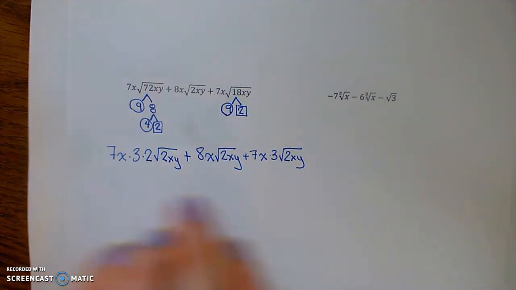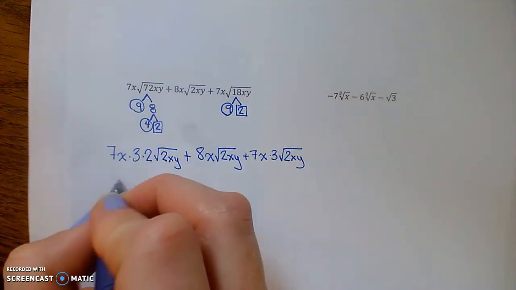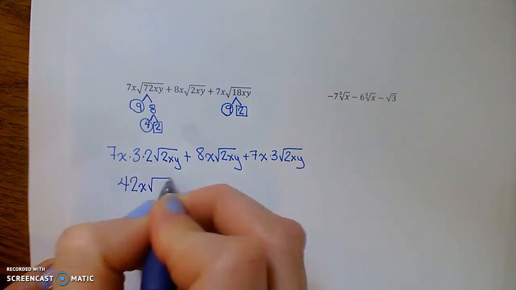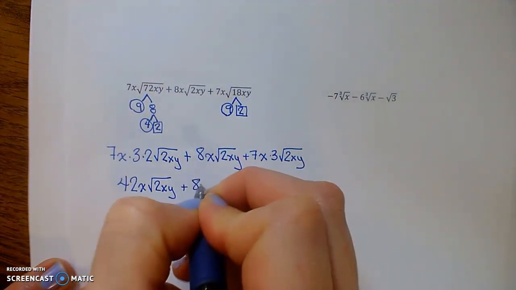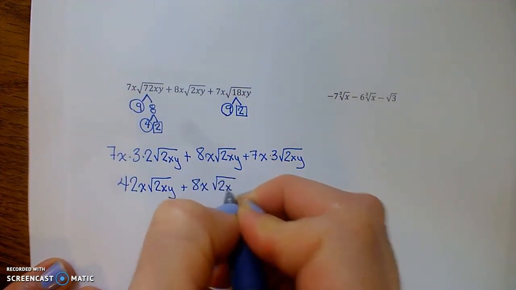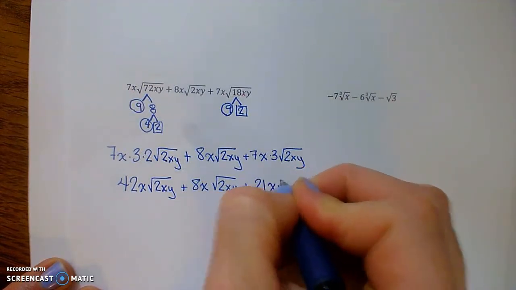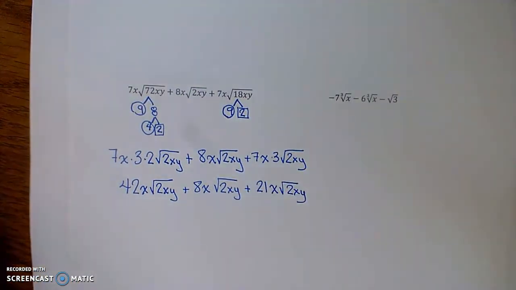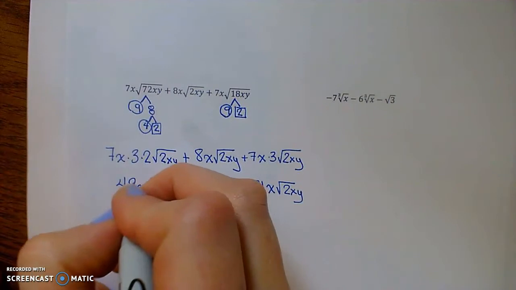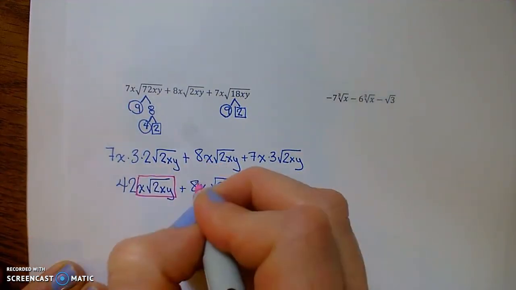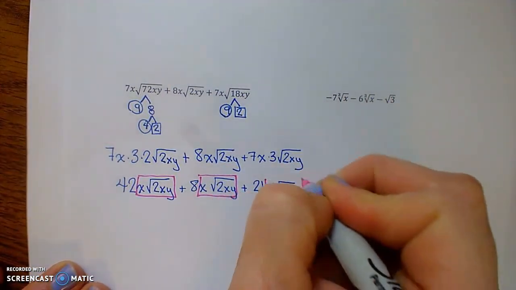All right, let me just simplify all of these expressions. I got 7 times 3 times 2. What is it? 42? 42x root 2xy. Great. Plus 8x root 2xy. Plus 7 times 3 is 21. 21x root 2xy. Okay, so notice these are all like terms, because the number part here is 42, and the rest is x root 2xy. 8x root 2xy. 21x root 2xy.